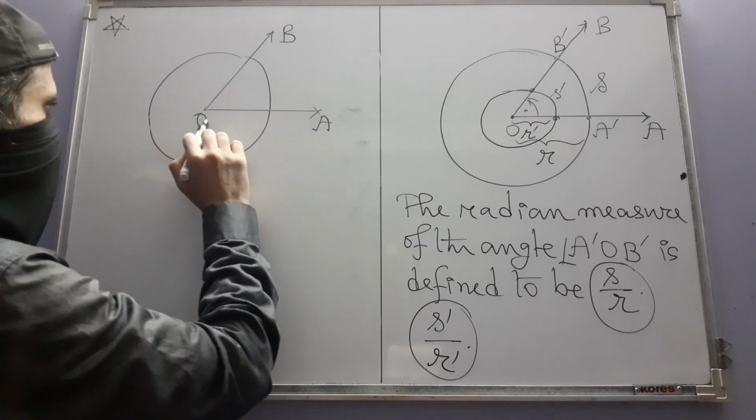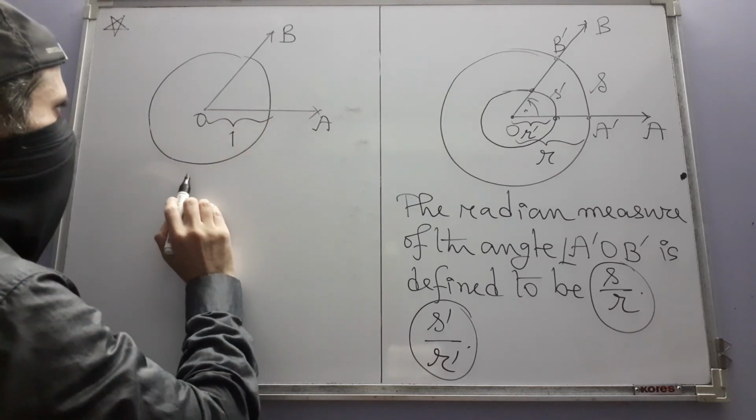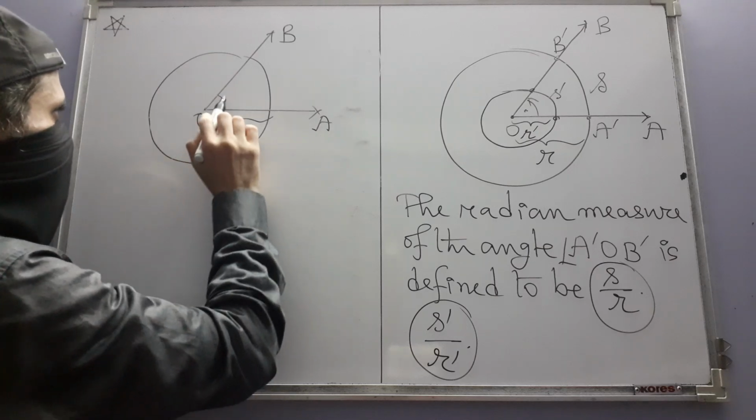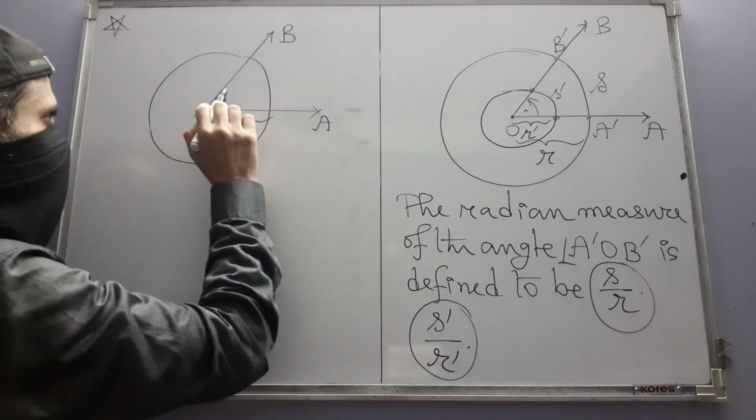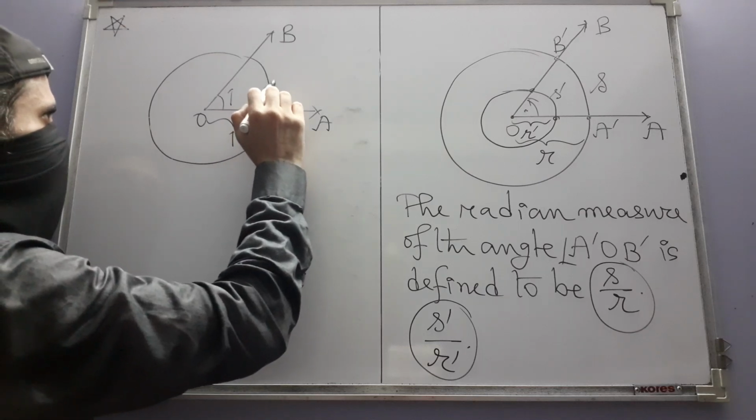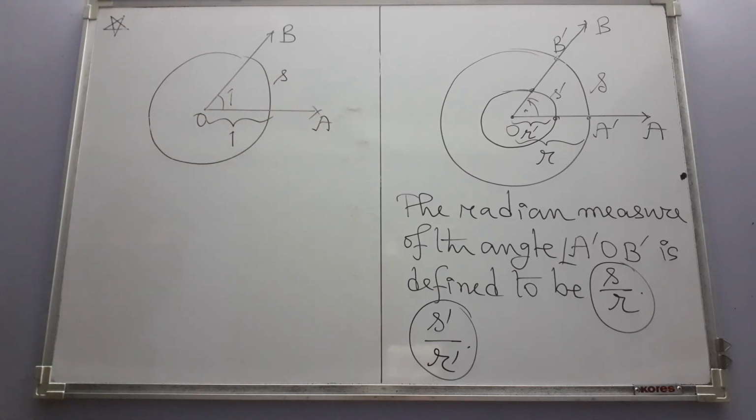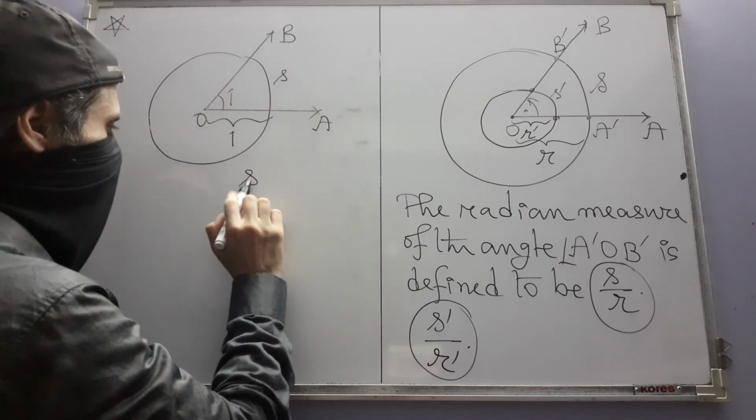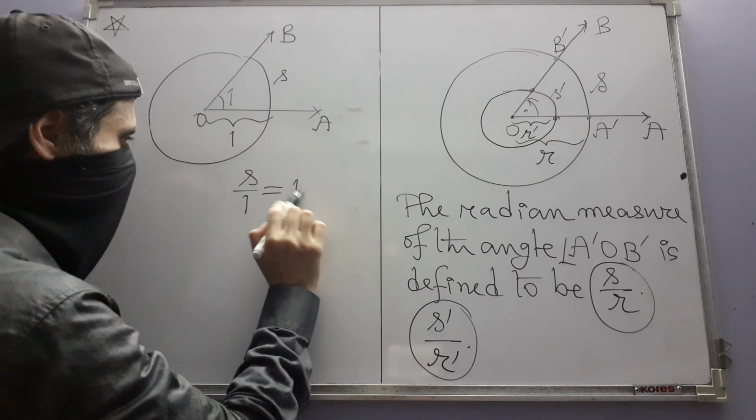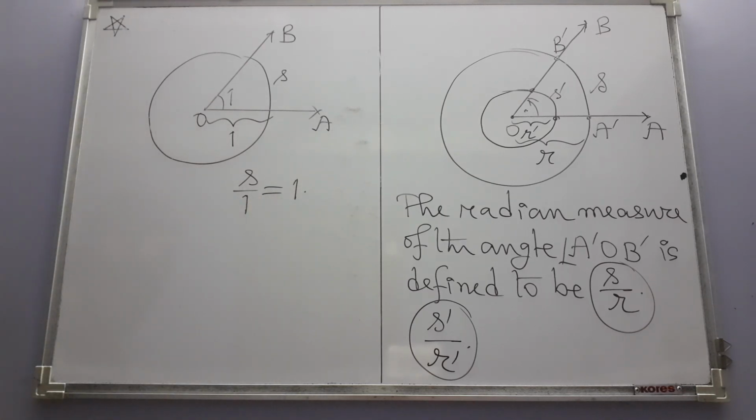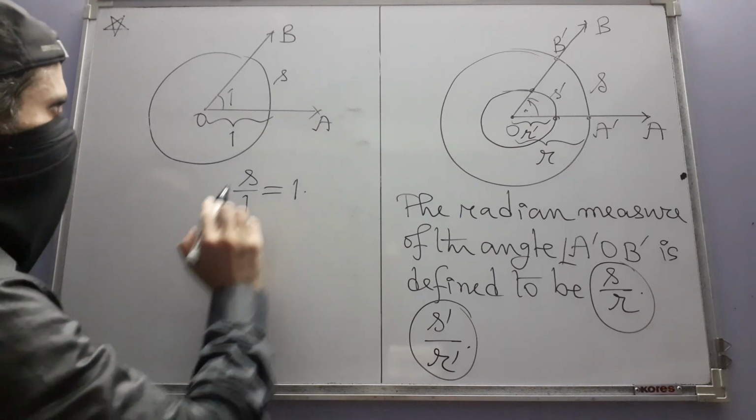Now the radius is 1. So if you want this angle to have 1 radian measure, what should this S be? Naturally, S should also be 1, because S divided by 1 should be equal to 1 radian. Okay. So S should be equal to 1.